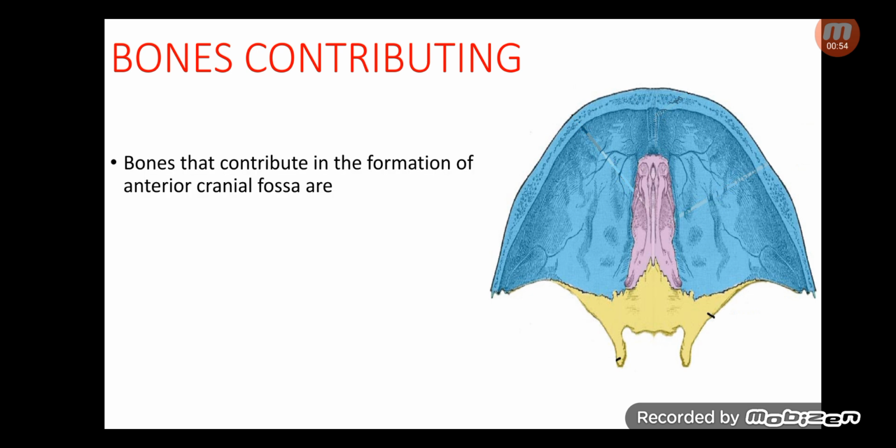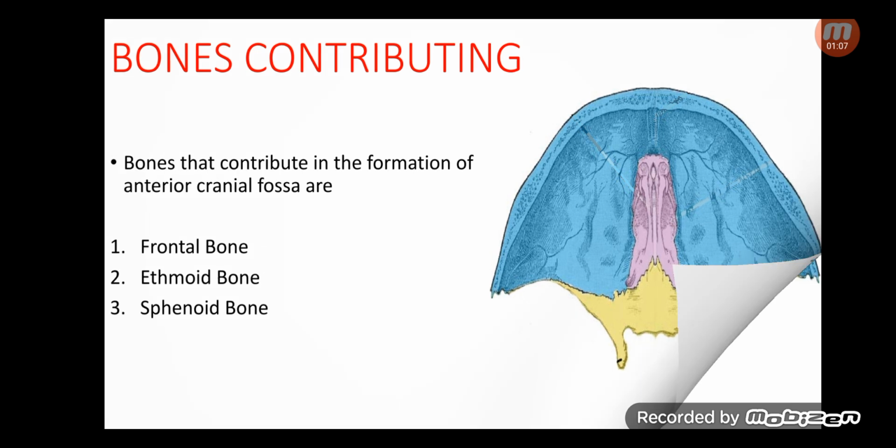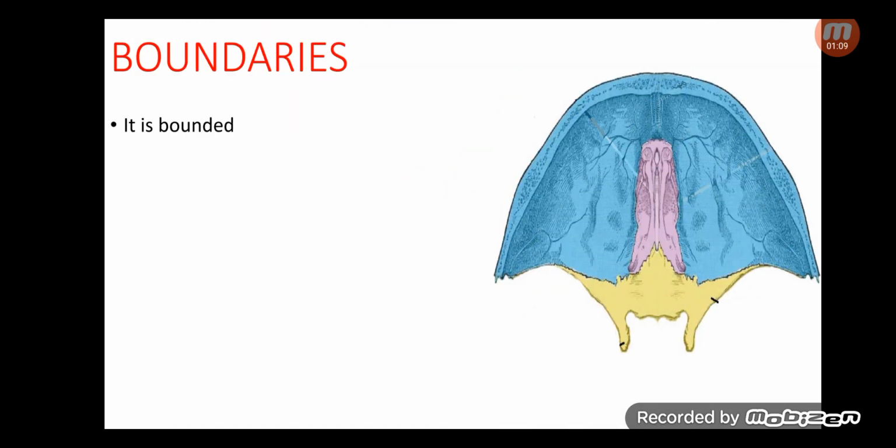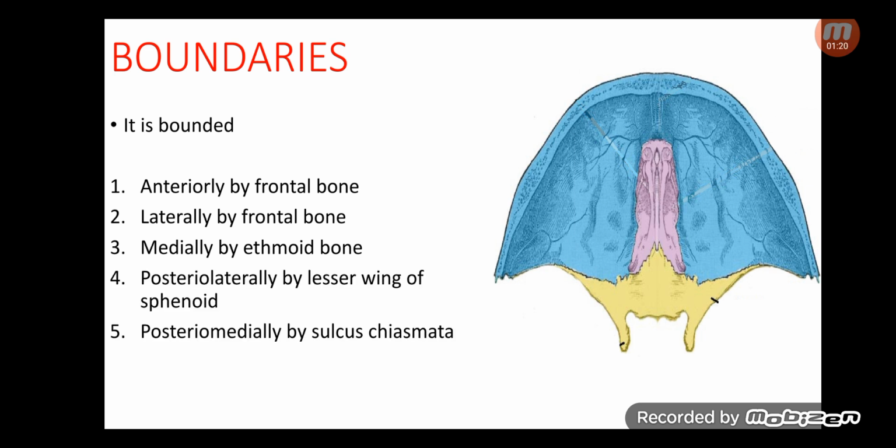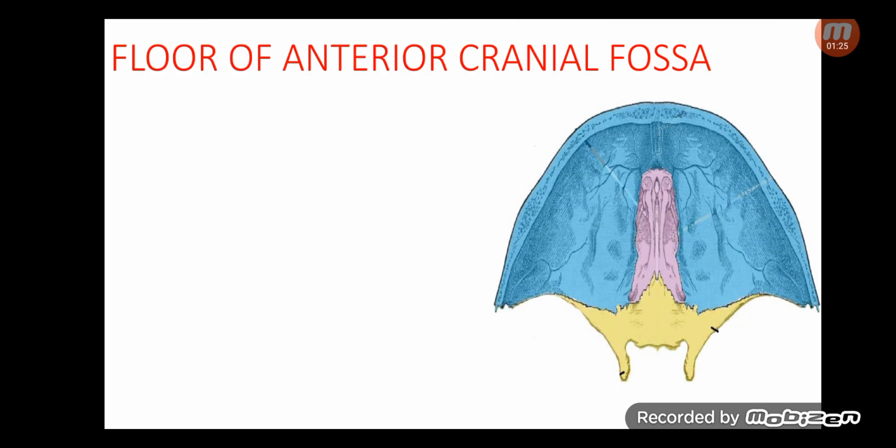Talking about the bones contributing to the anterior cranial fossa, they are the frontal bone, ethmoid bone, and sphenoid bone. The frontal bone in the diagram is shown in blue, the ethmoid bone is in pink, and the sphenoid bone is in yellow color. Talking about the boundaries, the anterior cranial fossa is bounded anteriorly by the frontal bone, laterally by the frontal bone, and medially by the ethmoid bone, and posterolaterally by the lesser wing of sphenoid, and posteromedially by the sulcus chiasmatis.